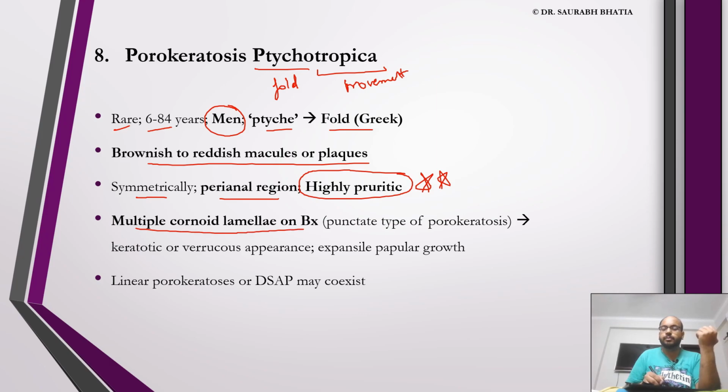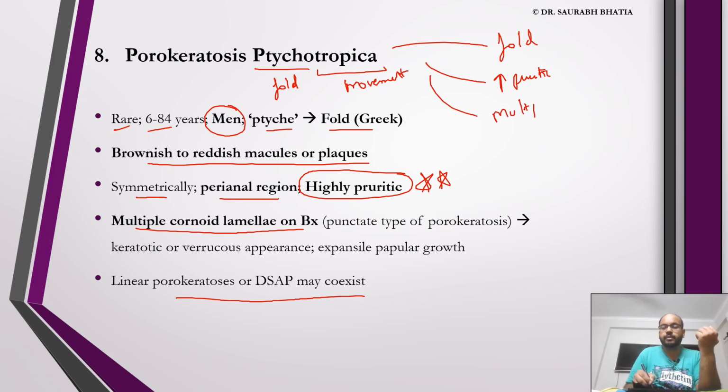Multiple cornoid lamellae can be seen on biopsy, and linear porokeratosis or DSAP may coexist. Now remember, in a single individual who has one type of porokeratosis, another type of porokeratosis can also be there. So multiple types can coexist in a single patient. So the few points that you have to remember about Ptychotropica are that it occurs on folds, most commonly over the perineal region, it is highly pruritic, and multiple cornoid lamellae can be seen on biopsy. Multiple cornoid lamellae. Let's move forward.